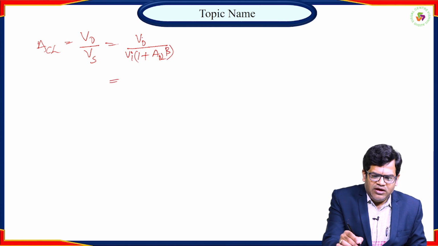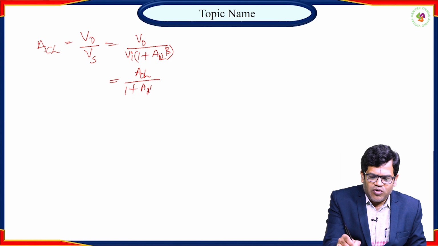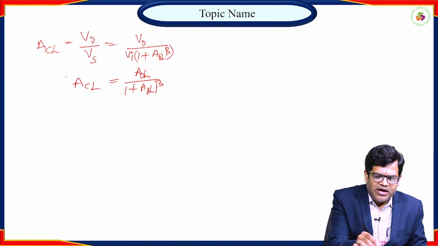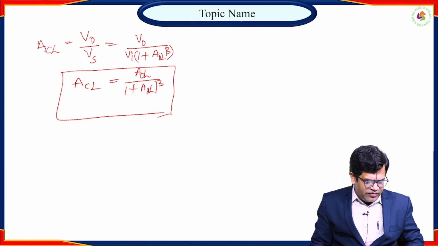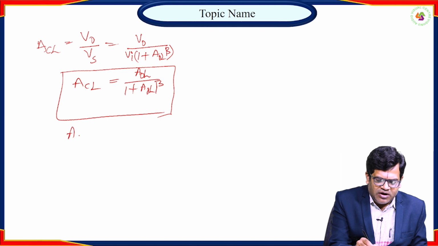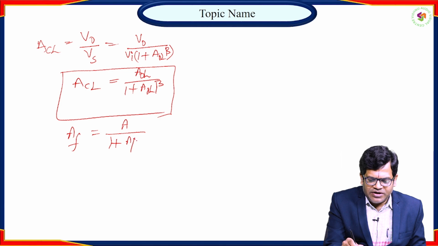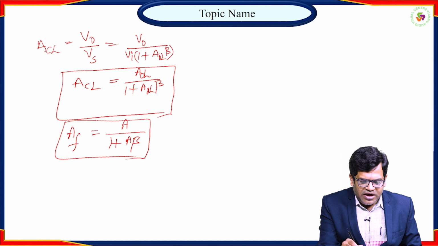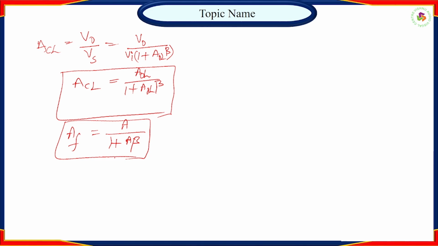So V naught by Vi, which is the ratio of output voltage to the input voltage, that is the gain of the open loop, by 1 plus AOL into beta. So the closed loop gain is equal to open loop gain by 1 plus open loop gain times beta. Or in other simple representation, we write AF is equal to A by 1 plus A beta. So for the negative feedback amplifier, the feedback gain is given as A by 1 plus A beta. That means the gain of the amplifier reduces by a factor 1 plus A beta when you apply negative feedback to your amplifier circuit.